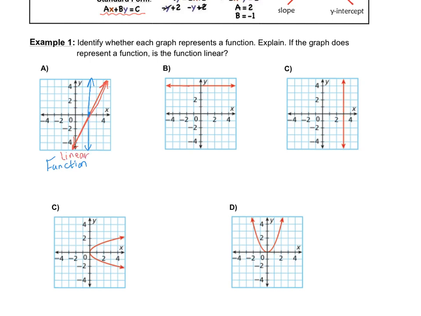Okay, here we have a line. So we have the linear piece, and we need to see if it's a function. So I draw a vertical line somewhere through it. And does it pass the vertical line test? Yes, it only hits once. So again, it's a line, so it's linear, and it's a function.